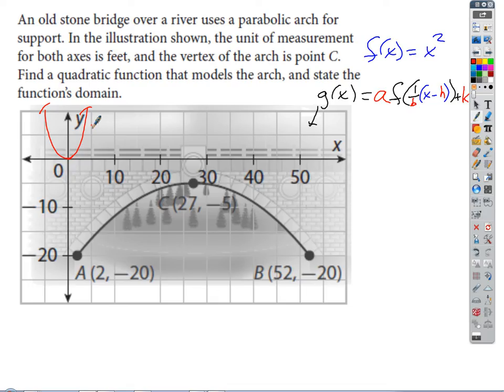Okay, we got reflected over the x-axis, so a has got to be negative, right? So we know the value a equals negative something. Negative what? Now let's look at this graph. This graph is centered at (27, -5), right? If I just reflect it over the x-axis, it's going to open down.